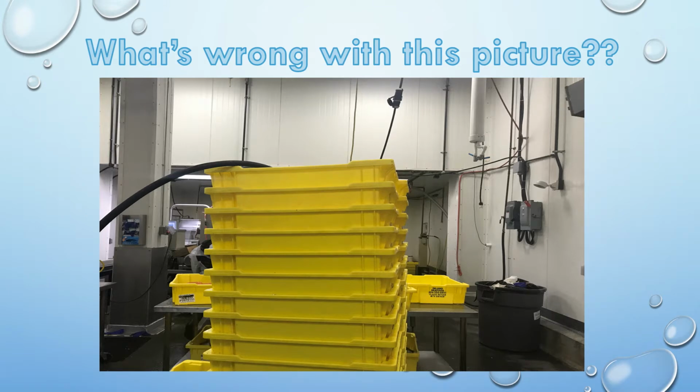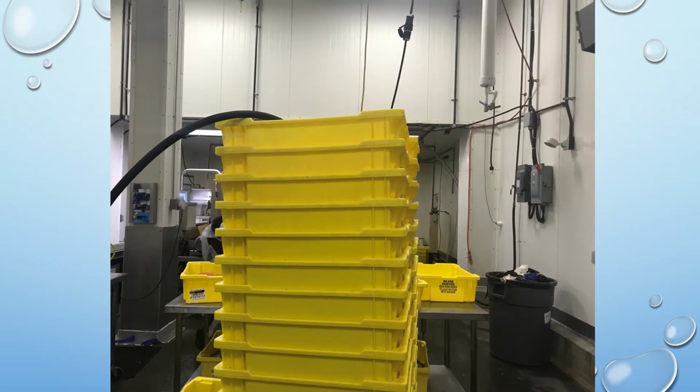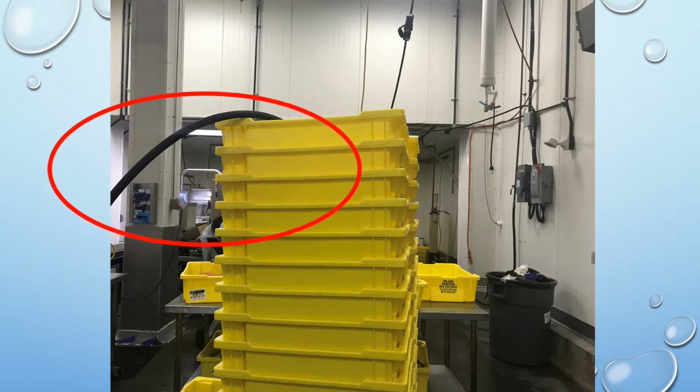What's wrong with this picture? This hose is normally stored on a rack. However, this hose is also used to clean the floor of the production area. This hose drags on the floor. It should never be touching a food contact surface.